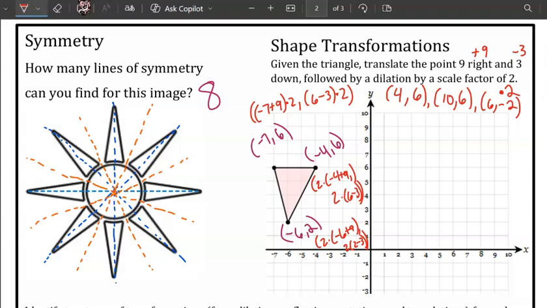Once we've transformed all of the points, we can plot them on our graph. So 4, 6, 10, 6, and 6, negative 2. And then connect the points.